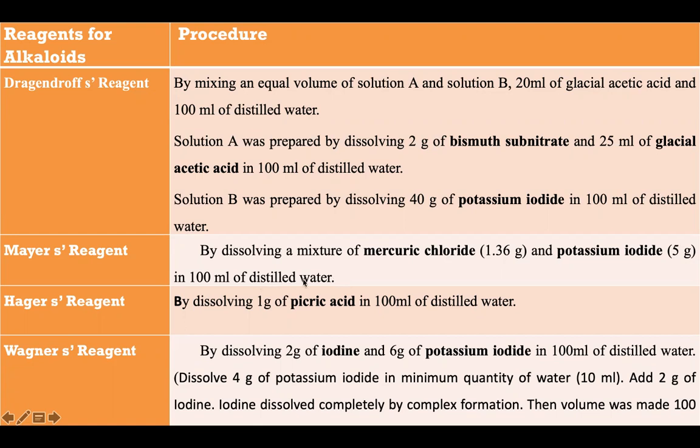For Hager's reagent, you can prepare it by dissolving 1 gram of picric acid in 100 ml of distilled water. For Wagner reagent, you can prepare it by dissolving 2 gram of iodine and 6 gram of potassium iodide in 100 ml of distilled water, and then dissolve 4 gram of potassium iodide in minimum quantity of water and add 2 gram of iodine. Iodine dissolves completely by complex formation, then the volume should be made up to 100 ml. So this is the procedure for how we will make all these reagents.